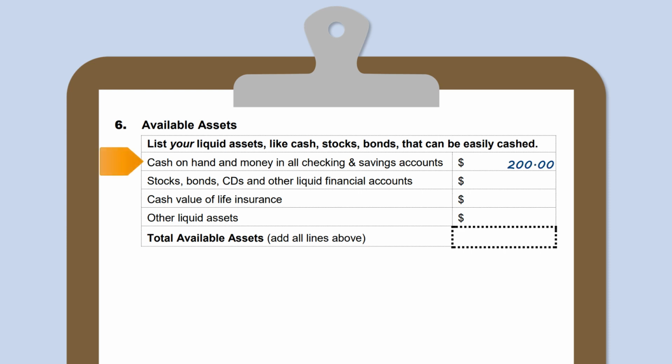List any stocks, bonds, CDs, or other liquid financial accounts you have here. List the cash value of any life insurance you may have here. List any other liquid assets you may have here. Add these together and place the total here. If you think you may have some of these assets but you are not sure, you can write, "I don't know," or "I don't remember."